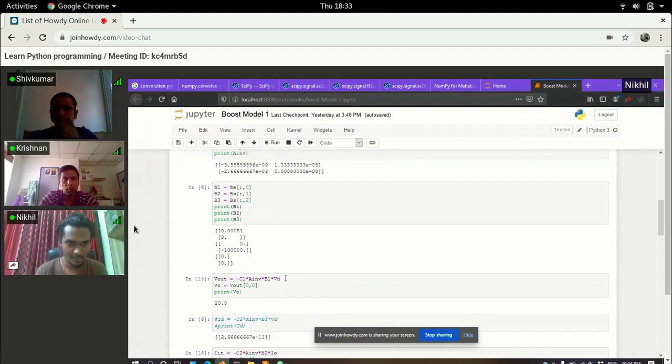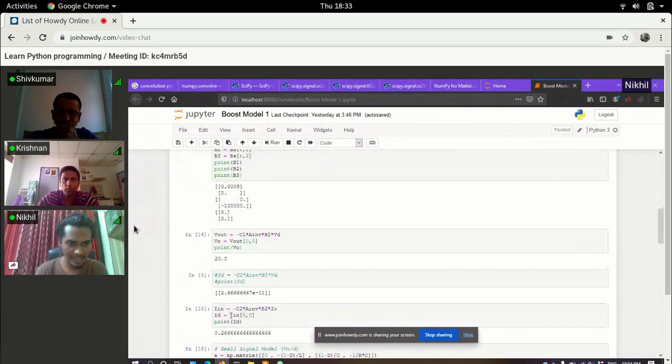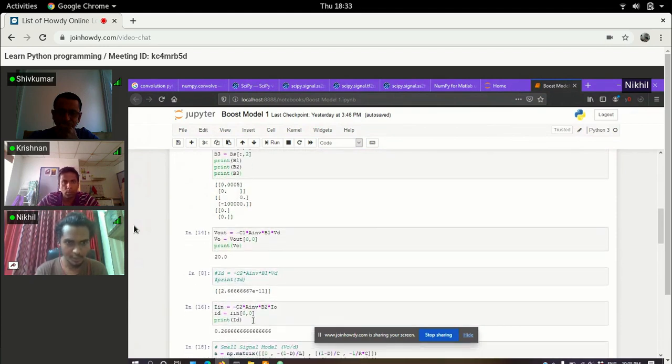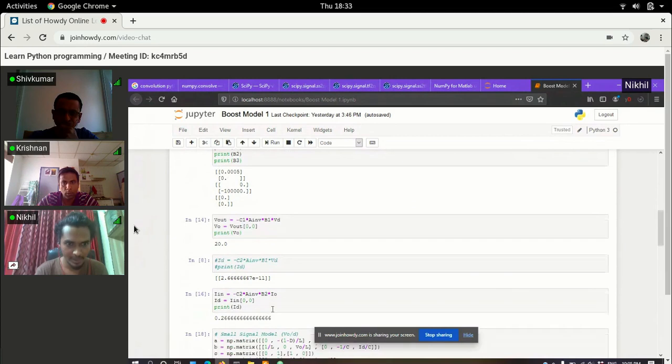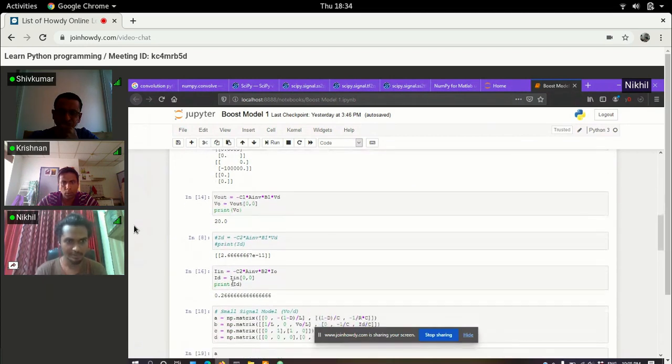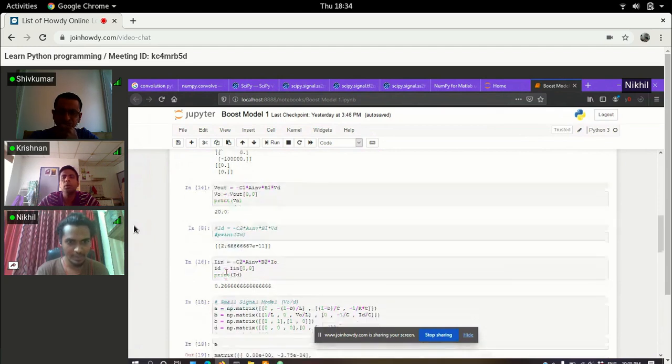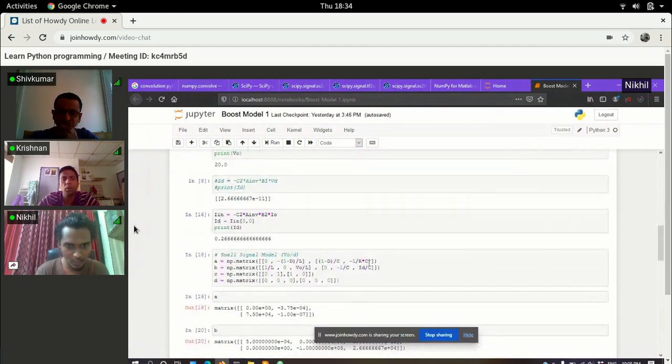Okay. And for ID, CS2 into A inverse into B2. B2 means the second row of second column of the B2 matrix, and IO. Okay, so by these calculations we are getting a VO and ID. Now this VO and ID is required in the third column of the B matrix.